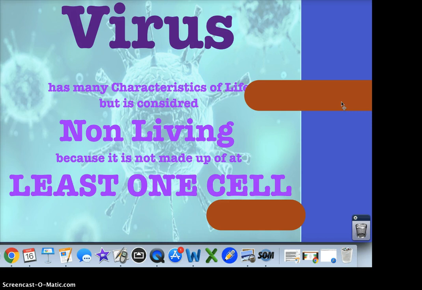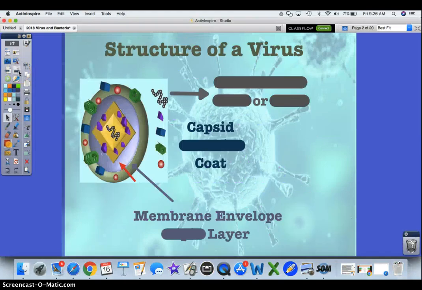Non-living, and they don't have at least one cell. So a virus is not living, yet it does a lot of things to living things. We're going to learn about the structure of a virus and how it affects living things, okay?